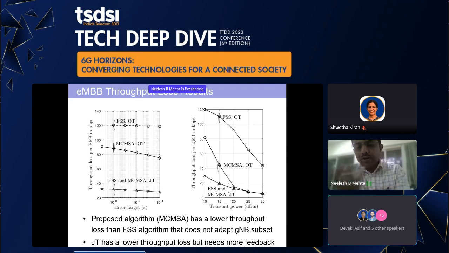And MCMSA, I'm not explaining the acronyms here, MCMSA turns out to be the optimal algorithm. We proved it. And the other one, FSS, is essentially a non-adaptive algorithm. And it turns out that it incurs a much larger throughput loss. So adapting who cooperates and what the rates are does make a big difference. You can have fairly significant differences in throughput losses. And again, the interesting point we learned was that joint transmission does far better than orthogonal transmission. It has a lower throughput loss.